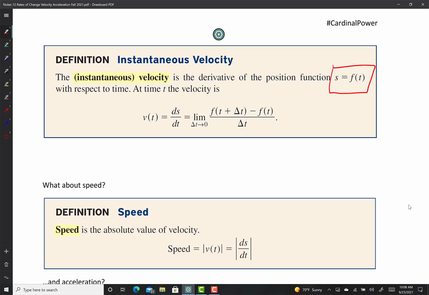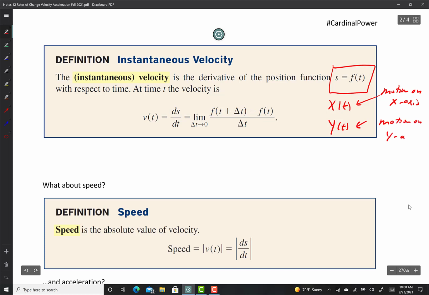So the S is not the only one. If it's motion on the x-axis, they usually use X. If it's motion on the y-axis, you use Y. Cool or not cool? Okay. And I guess I should write X of t and Y of t, and then put what each one means. Motion on x-axis. Motion on y-axis.